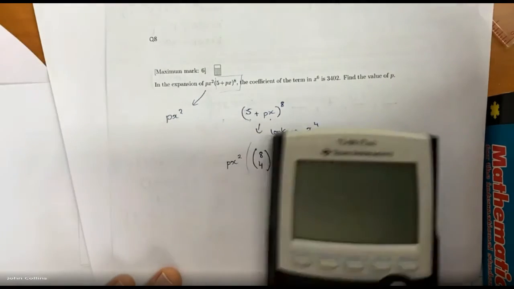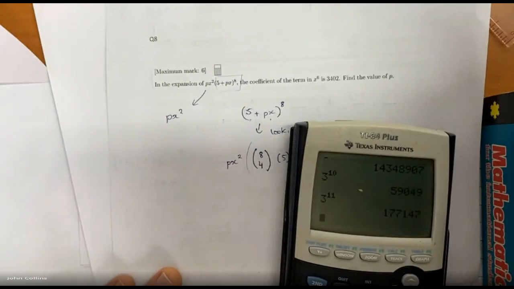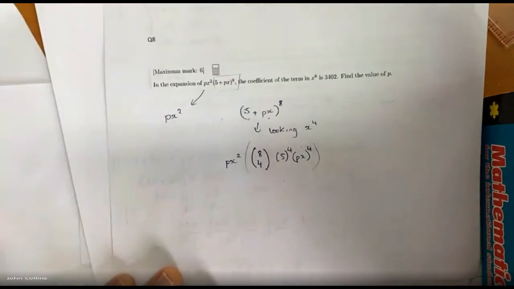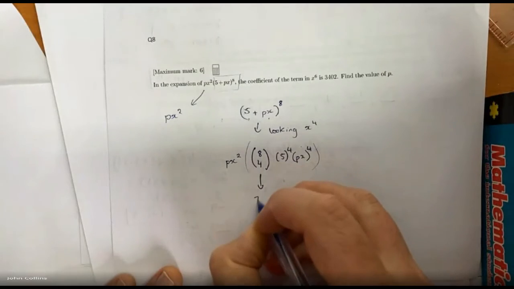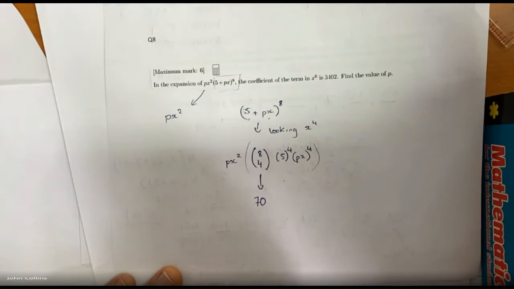All right. 8 choose 4 from the calculator. Let's remind ourselves how to do that. So you type in 8, then you go to math, probability. So I scrolled over to number 3, nCr. 4, press enter, and we get 70. So that is 70.